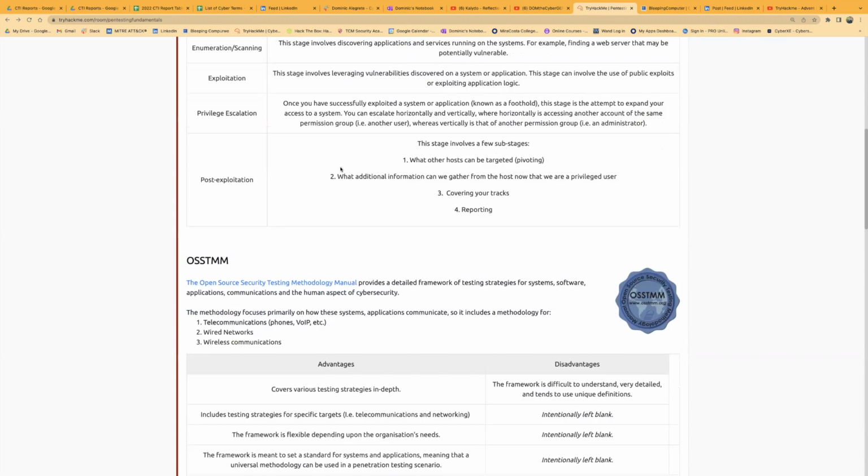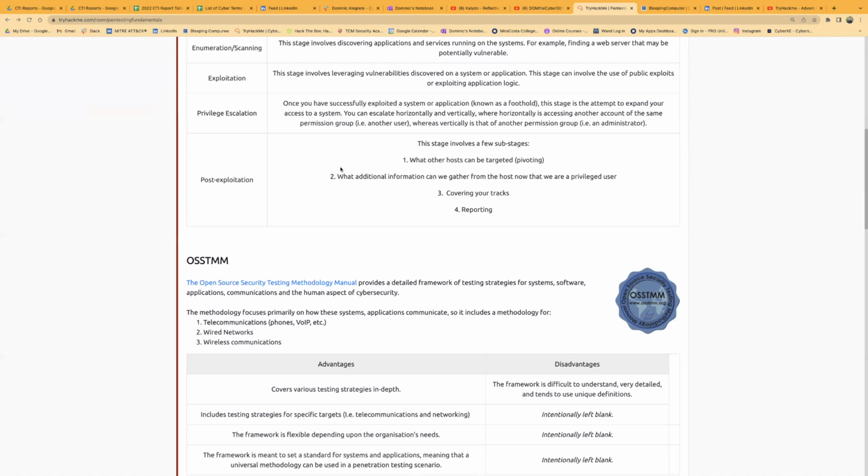And then the last one, this is just post exploitation. Like I was saying earlier, this is what you're doing next after you've exploited the vulnerabilities. What other hosts can be targeted? That's pivoting, using that initial infected host or device or network and trying to bounce around and see if you can find anything else, or anything that allows you to get into other accounts or other networks that you shouldn't be able to.